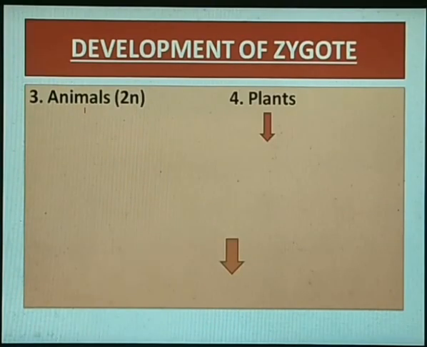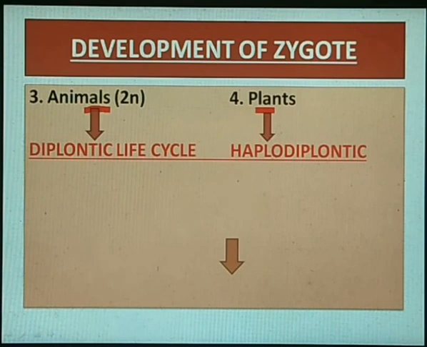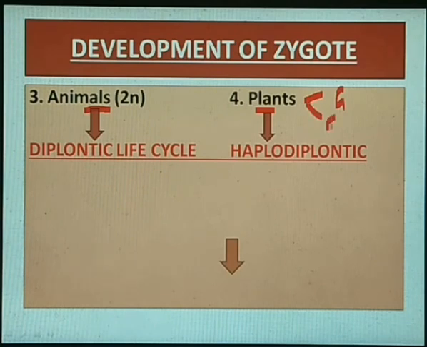Whereas the development of the zygote in animals as well as in plants is similar, but animals follow a diplontic life cycle and plants follow a haplodiplontic life cycle. What is the meaning of diplontic? The animals are multicellular and they follow a diploid life, wherein only during meiotic division are haploid cells formed, and these give rise to the zygote. Whereas plants exhibit two phases in their life, one haploid and another diploid. The haploid one is called the gametophytic phase and the diploid one is called the sporophytic phase. Since there is a haploid phase as well as a diploid phase, it is also called haplodiplontic.